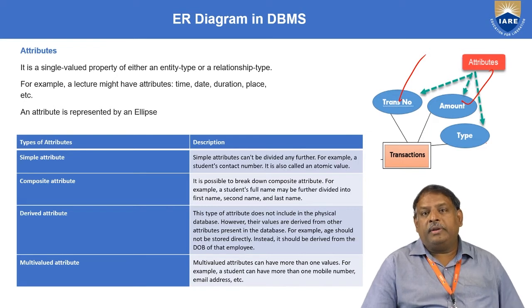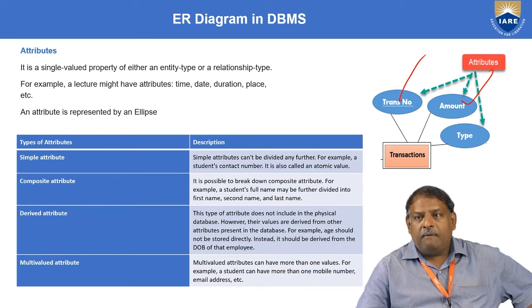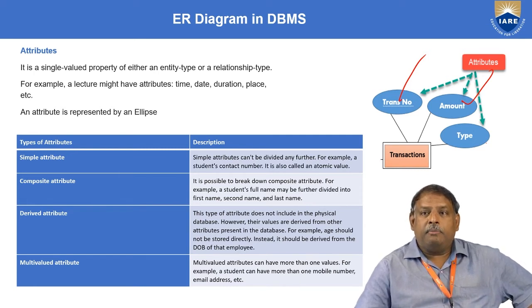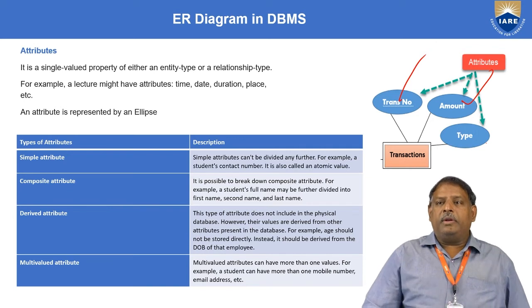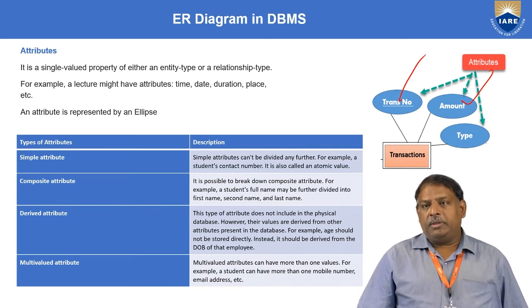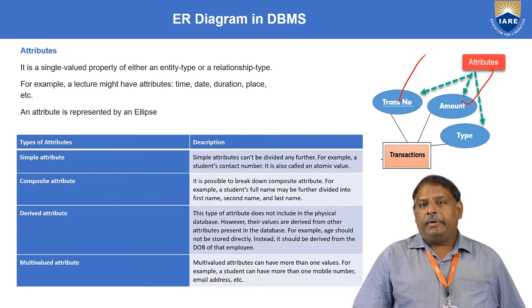Let us see what a derived attribute is. This type of attribute is not included in the physical database; however, its values are derived from other attributes present in the data. For example, age should not be stored directly, but it can be derived from the date of birth of that employee, because age is continuously changing by year. So we store the date of birth, and whenever we want the age, we compare with the current date and display it. That is a derived attribute.